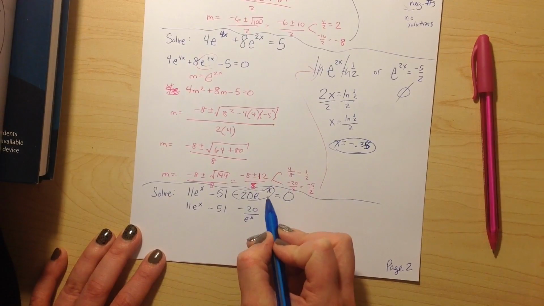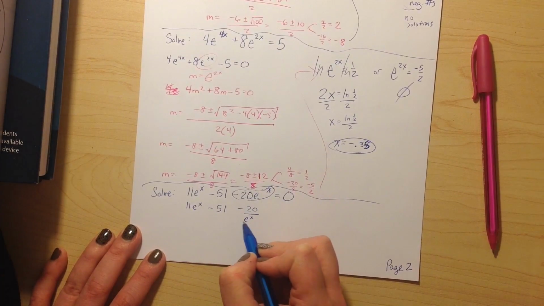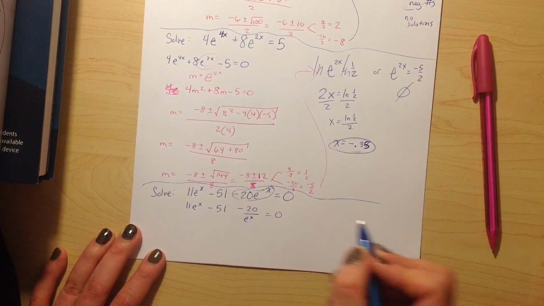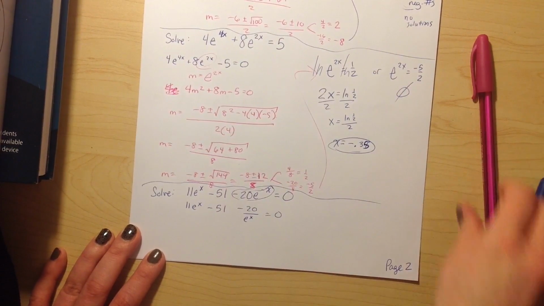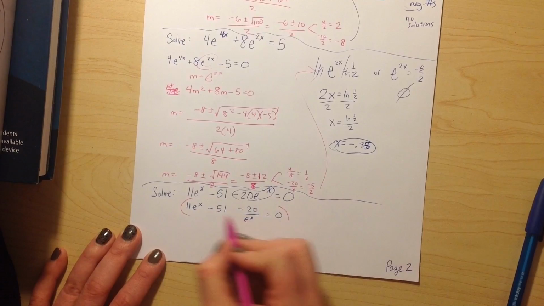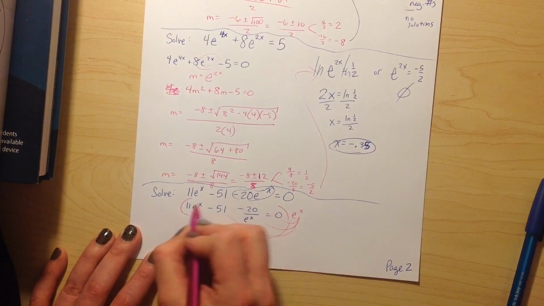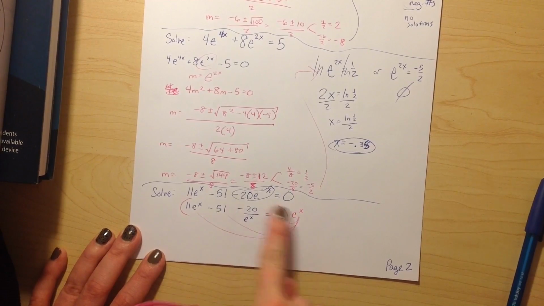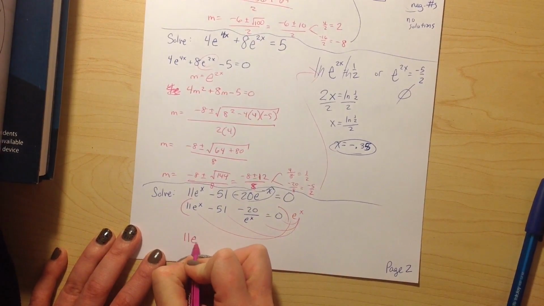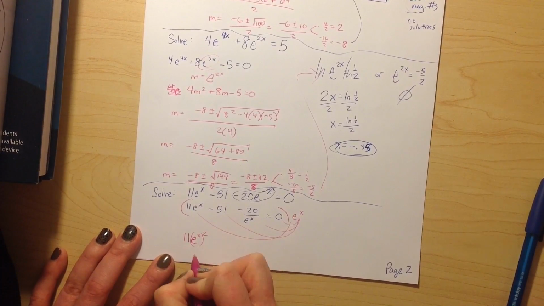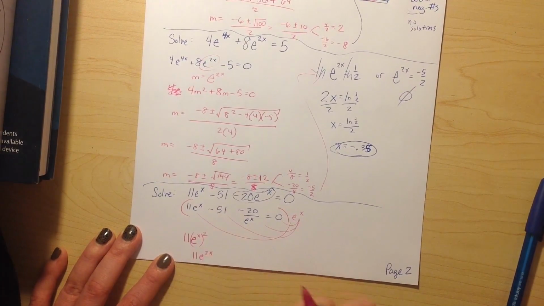Negative x pops to the denominator as e to the positive x, equaling 0. I don't like that it's there. My quadratics don't have that. So what I'm going to do is multiply the whole equation, both sides, by e to the x. Distribute it to every single piece. Over here, that's going to give me 11e to the x squared, but I know that's just 11e to the 2x.